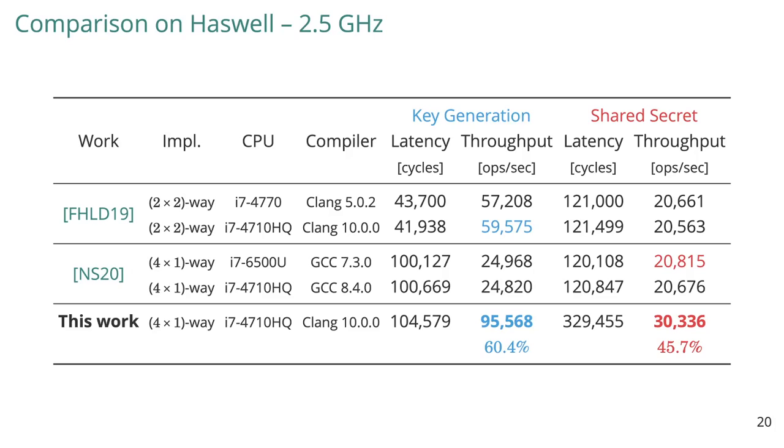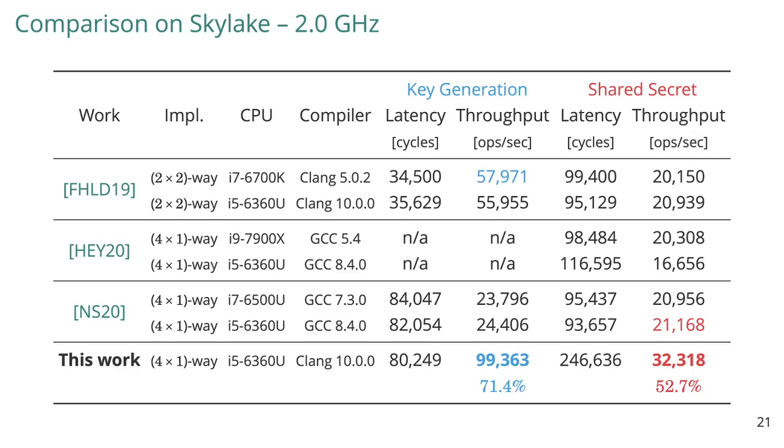So compared with other implementations on Haswell, our work increased the throughput of key generation by 60% and the shared secret by 45%. And on Skylake, our software has 70% more throughput for key generation and 50% more for shared secret.